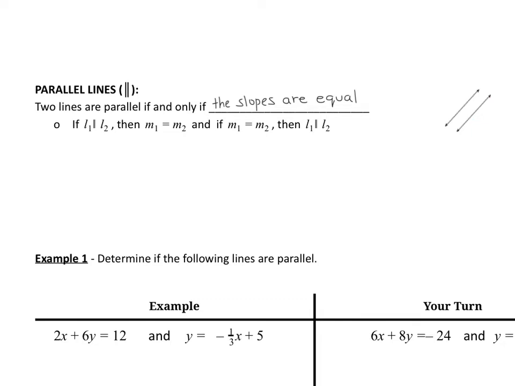So knowing this, we can say that if line 1 is parallel to line 2, then the slope of line 1 must be equal to the slope of line 2. Same way, if you know the slope of line 1 is equal to the slope of line 2, then you can conclude that line 1 is parallel to line 2. So these two vertical bars here, this is the symbol that we use in mathematics to represent two parallel lines.